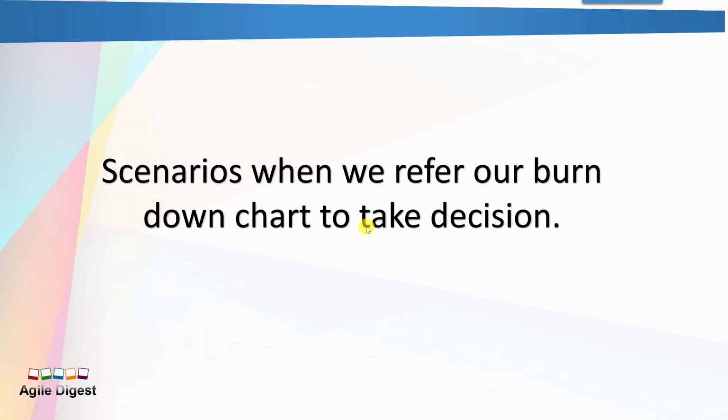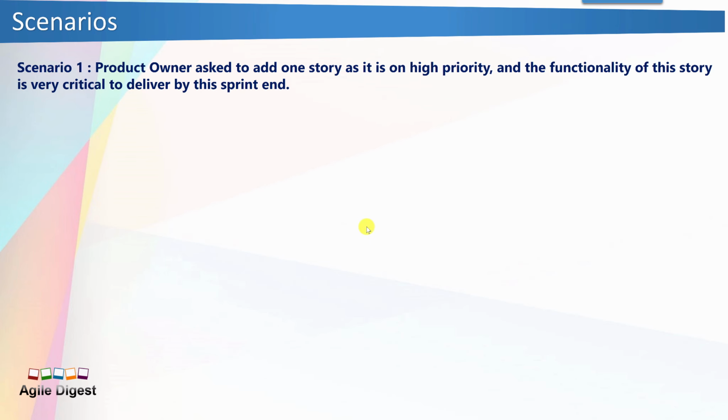Okay, let's talk about scenarios when we refer to our burn down chart to take decisions. There may be different scenarios and situations that come in, and I'll talk about a few of them. There are many scenarios where we need to refer to our burn down chart. Number one, let's talk about this scenario. The product owner asked to add one user story, as it is high priority and the functionality of the story is very critical to deliver by the sprint end.